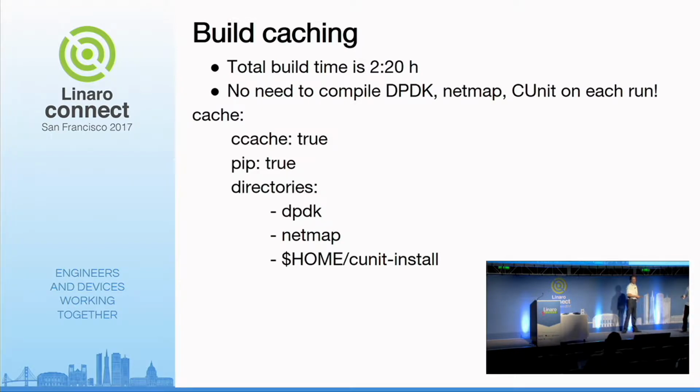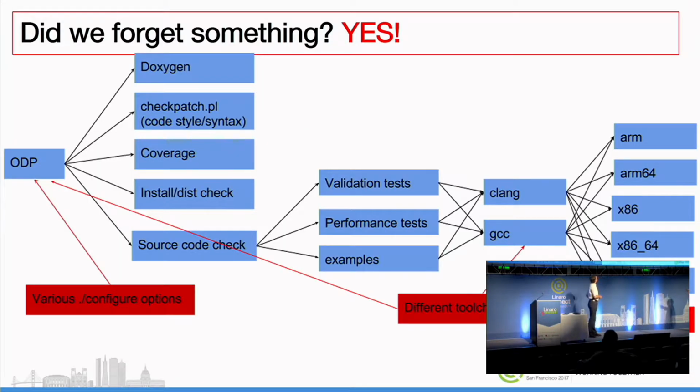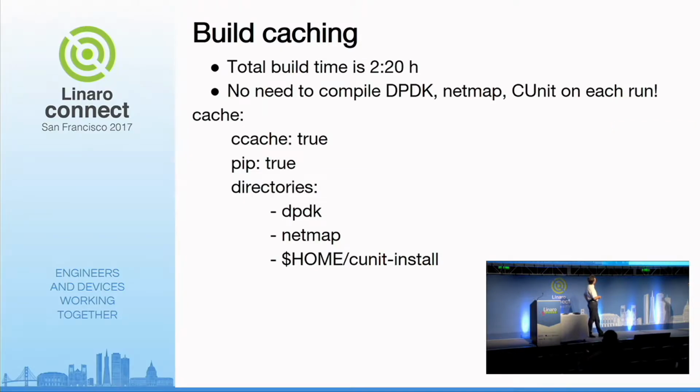So yeah, as was shown on the previous slide, the matrix is very big, and a lot of combinations of different configure options can result in different code paths, and we have to check that all these code paths work. And we also need to speed up our execution of CI as much as possible. So to do that, we use a Travis feature.